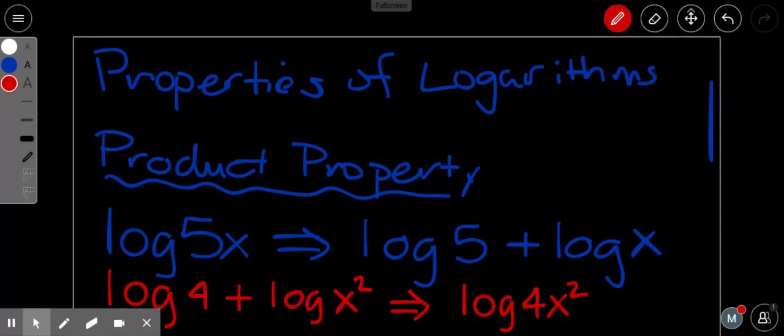I think that's pretty straightforward. Try it on your assignments and see if it works. Next property.